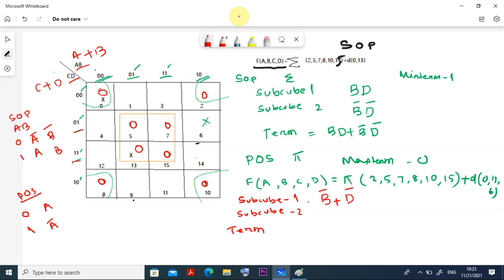Then we are going for the subcube 2. What is the subcube 2? All these corners: 0 position, 2 position, then 8 position and 10 position. This is the subcube 2. It is forming the subcube 2. Then if you find the common between this column with 0 0 and this column with 1 0, the last 0 is common. What is 0? 0 should be B. Okay, if it is 0, then it will be B, and if it is 1 it will be complement of B. Because it is 0, I can write it is B. Subcube 2, it is coming B.